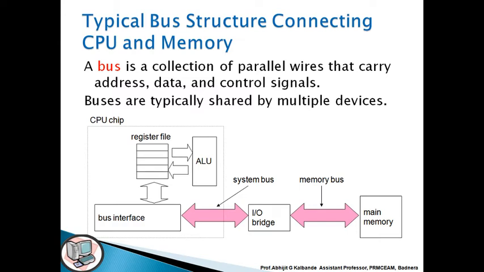Here you can see the internal structure of the CPU, which contains the register file as well as the arithmetic logic unit, as well as the bus interface that is connected to the IO bridge by using the system bus. Also, it is connected to the main memory by using the memory bus.